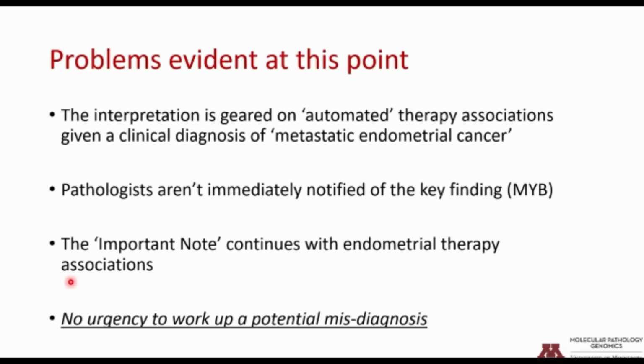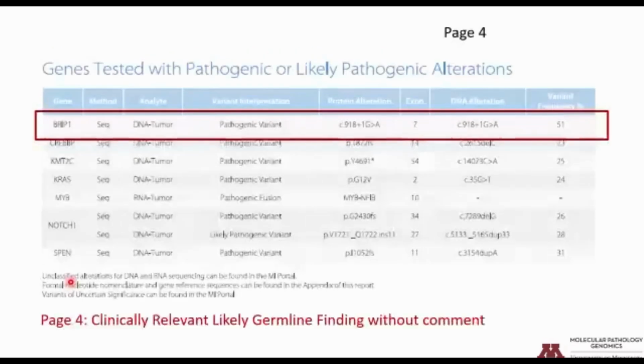When that report came back into the medical record, the surgical pathologists are not immediately notified of this key finding of this MIB translocation. And again, if you had read a little bit more into the small print on that important note, it continues with other endometrial therapy associations and other trial options for endometrial carcinomas with the comprehensive genomic profile that came out of that test report. There was no urgency to work up a potential misdiagnosis at this point when this medical information came back into the record. It goes on a little bit more through a couple additional pages.